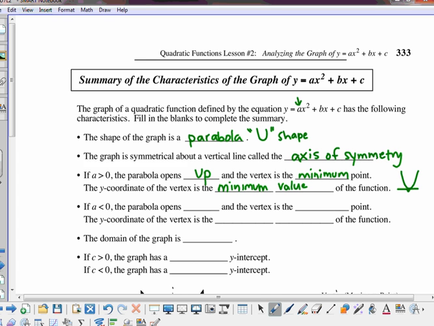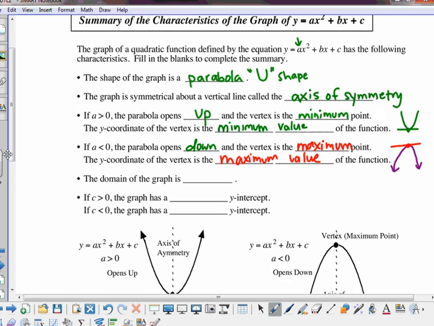Okay, so when we find our vertex, that y value is our minimum value. So if a is less than 0 or negative, then it opens down. Okay, so if it's opening down, then the highest point is what we call a maximum. The y coordinate of the vertex is the maximum value of the function. Okay, what will the domain always be? Elements of the reals.